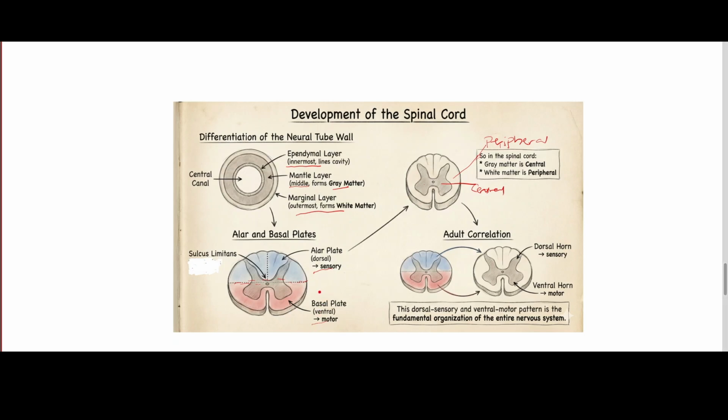So this basic arrangement explains adult anatomy, and why the dorsal horn is sensory and why the ventral horn is motor. You know already that the dorsal horn is sensory and the ventral horn is motor. This is because the sulcus limitans divides the neural tube into two functional parts, the alar plate and the basal plate. So this is basically how the brain and the spinal cord are formed.